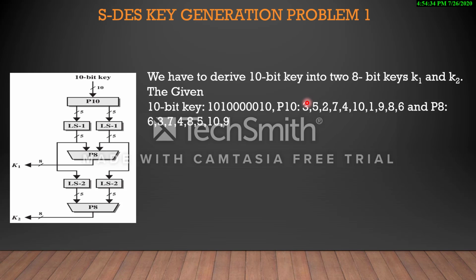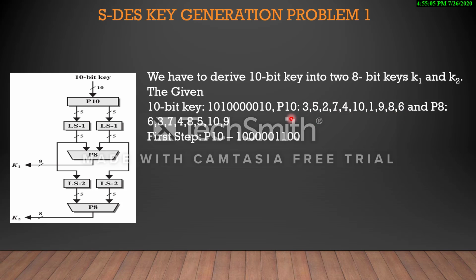Now let us convert the 10-bit key into two 8-bit keys for the simplified DES algorithm. So here, what is the first step? The first step is permutation 10 in simplified DES key generation. The input for permutation 10 is the 10-bit key. Here we have the 10-bit key as 101 and 5 zeros, 10. This is going to be the input for permutation 10. The permutation 10 value is also given in the problem itself.